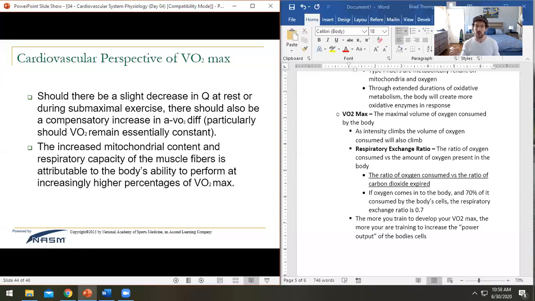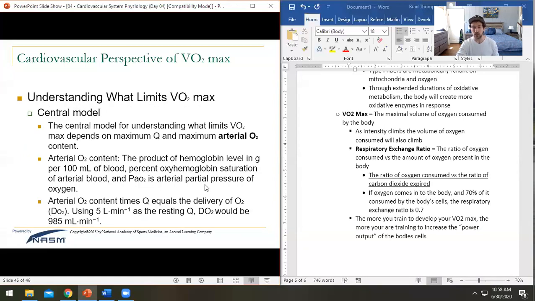That's the same thing with your VO2 max, right? You could go at that same pace on the treadmill and your heart rate's just going to adapt to that, and it's not going to be considered exercise anymore. Now you need to go do something else. That's another reason why we constantly plateau. So there should be a slight decrease in your quotient at rest or during submaximal exercise, and that's all related to mitochondrial content, hemoglobin content, and things like that.